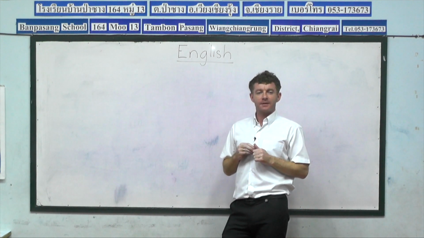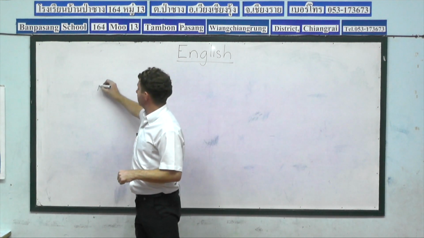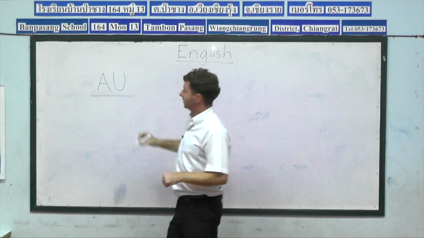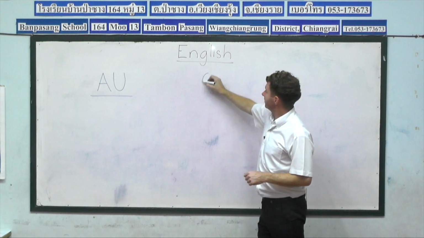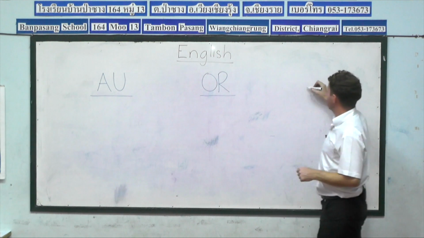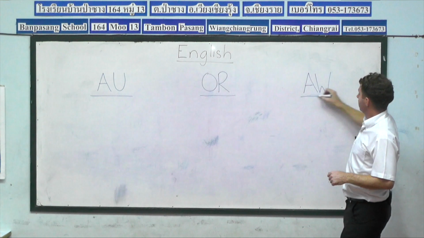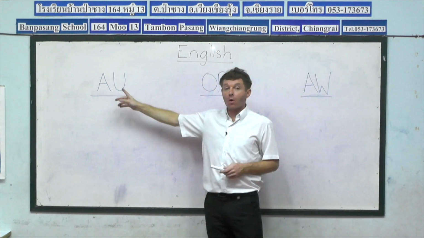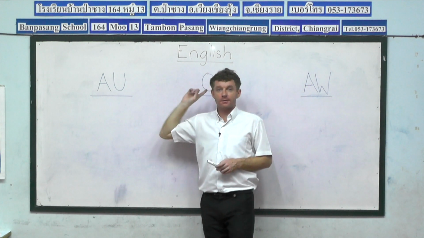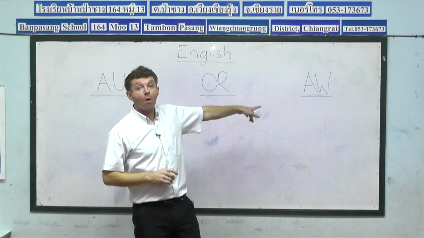What did we have? AU was one. Well done. So we'll have AU on this part of the board. OR was another one. We'll have it in the middle. And AW, correct. Well done, guys. Well remembered. AU. OR. AW.